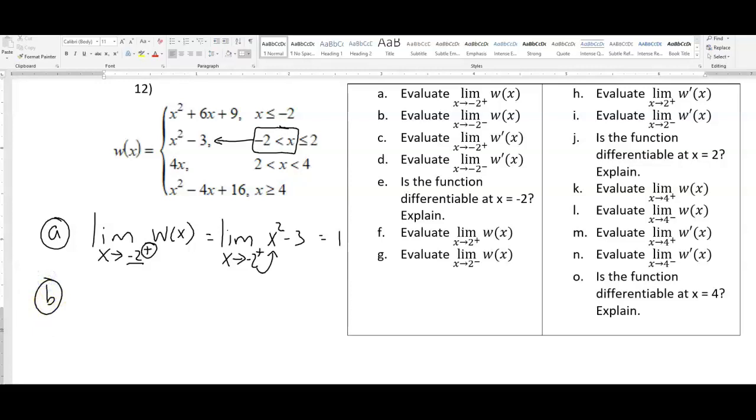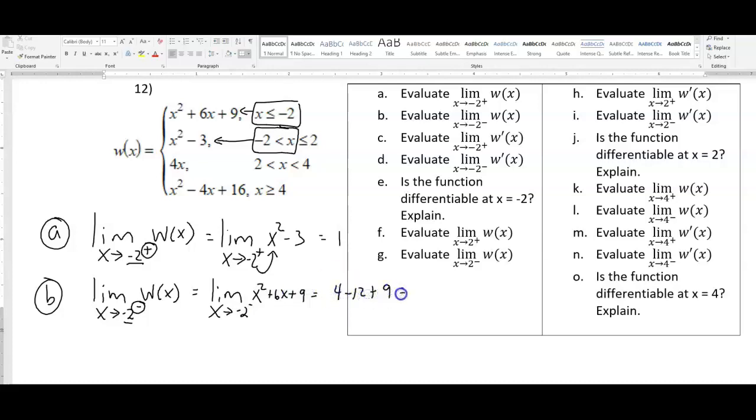You're good to go. Same question, but this time we're approaching it from the left. All right, if I'm approaching -2 from the left, then that means I'm looking for a place where x is less than -2, and that would be right here. So for this one, we're using the top piece. So direct substitution is going to give me 4 minus 12 plus 9, which is 1 once again.